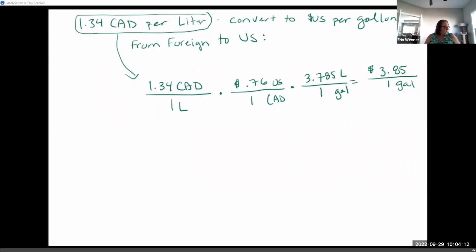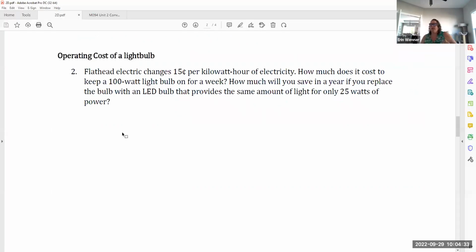So our next problem is kind of a big problem, so I'm going to write it out. I'm going to show you the notebook page while I write it out. This is the light bulb example. Let me share the notebook page with you. It says Flathead Electric charges 15 cents per kilowatt hour of electricity. How much does it cost to keep a 100-watt bulb on for a week?